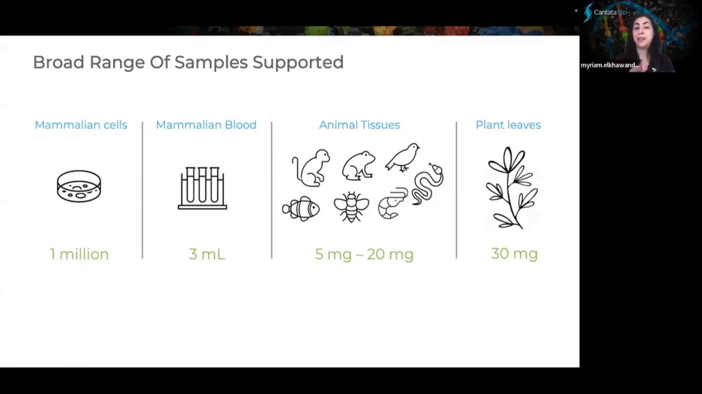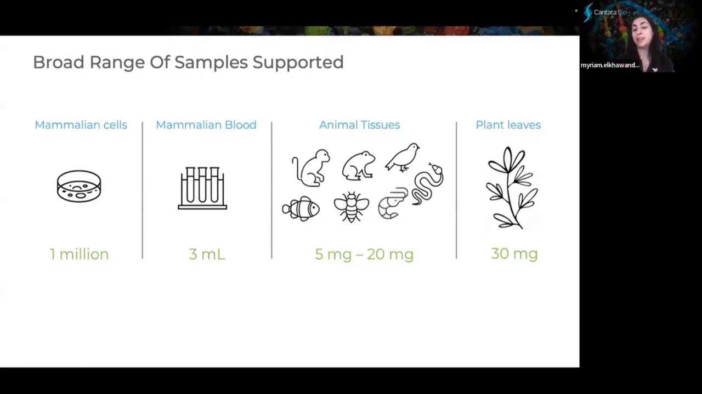We're very excited about these minimal requirements. As comparison, competitor assays would require 50 to 200 milligram of tissues and around 1 gram of plant leaves. And the reason we're very excited about these minimal requirements is that we believe it will enable researchers to actually work with samples with limited material or small specimens.